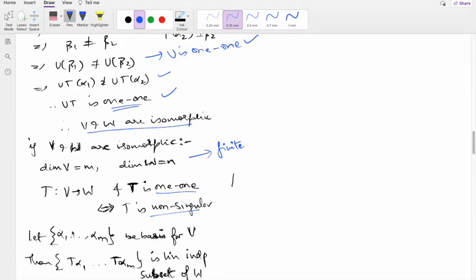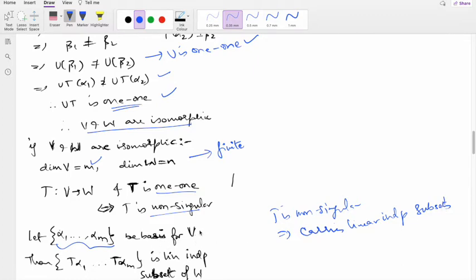I'll consider the basis for V, that is alpha 1 to alpha m, because the dimension of V is m, so I have m elements in its basis. We then apply this transformation T on each of these elements. So I get a set T alpha 1 to T alpha m, and my claim is that this set is a linearly independent subset of W. This is because T is non-singular. As you know, if T is non-singular, it carries linearly independent subsets, so any linearly independent subset of V, when applying T on that, will also be a linearly independent subset of W.